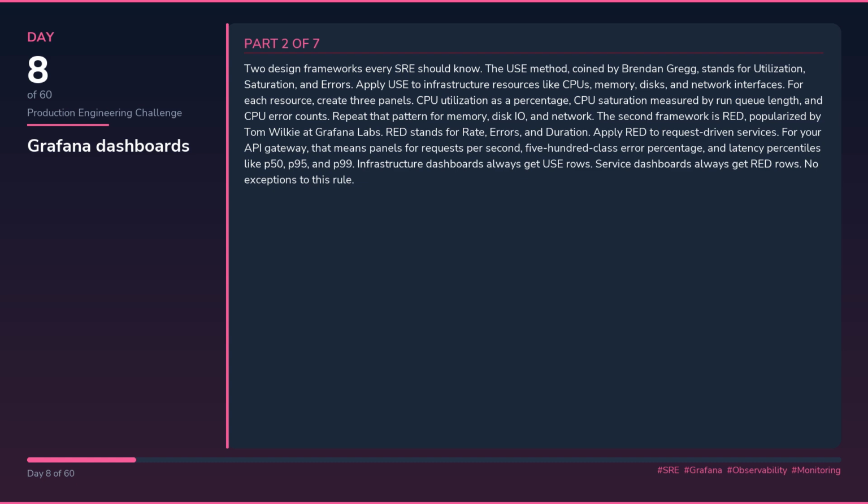The second framework is RED, popularized by Tom Wilkie at Grafana Labs. RED stands for rate, errors, and duration. Apply RED to request-driven services. For your API gateway, that means panels for requests per second, 500 class error percentage, and latency percentiles like P50, P95, and P99. Infrastructure dashboards always get USE rows. Service dashboards always get RED rows. No exceptions to this rule.